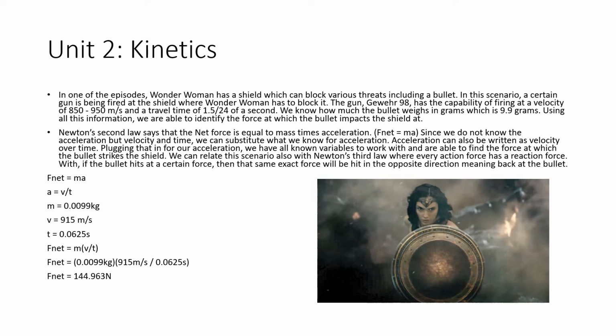Using all this information, we are able to identify the force at which the bullet impacts the shield. Newton's second law says that the net force is equal to the mass times acceleration, so F net is equal to ma. Since we do not know the acceleration but velocity and time, we can substitute what we know for acceleration. Acceleration can also be written as velocity over time. Plugging that in for our acceleration, we have all known variables to work with and are able to find the force at which the bullet strikes the shield.